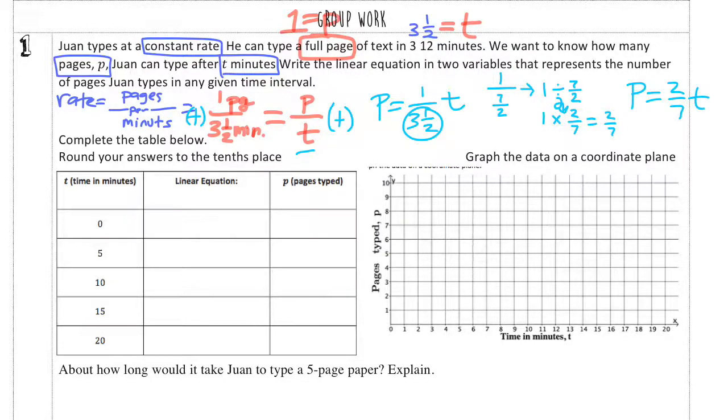So that is our linear equation. That's what should go here: P equals 2/7 times T.